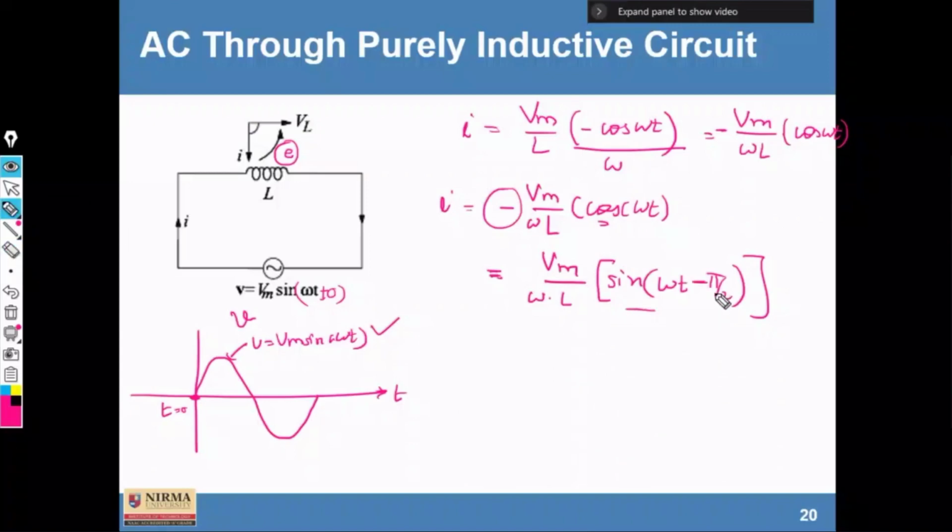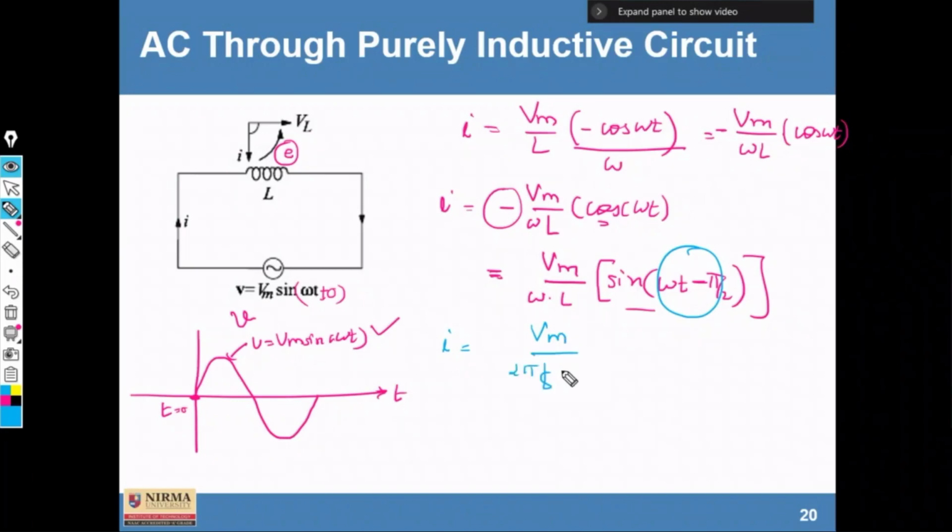Now, for getting the maximum value, this term should be unity, 1. When is it possible? When it is sine 90, it is unity. So in that case, we can write I is equal to Vm upon omega L. Omega is 2 pi f, so you can write 2 pi fL, and then this would be 1.